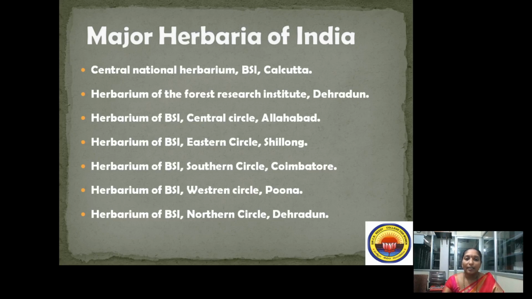The first central institute is the Central National Herbarium, that is Calcutta, and it has various centers, called the Herbarium of Forest Research Institute, which is present in Dehradun, and 5 centers: Central Circle located at Allahabad, Eastern Circle located at Shillong, Southern Circle located in Coimbatore, Western Circle located in Pune, and Northern Circle located in Dehradun.